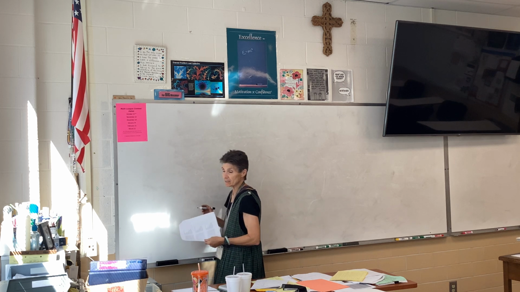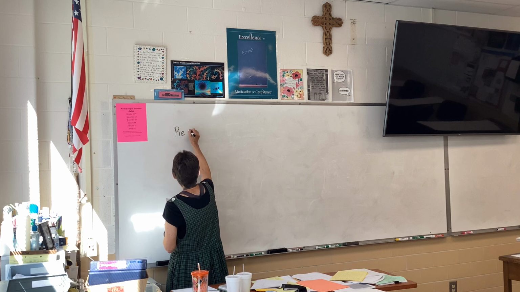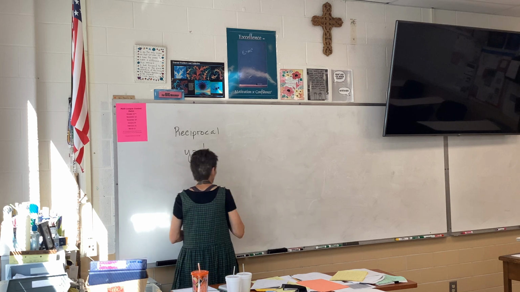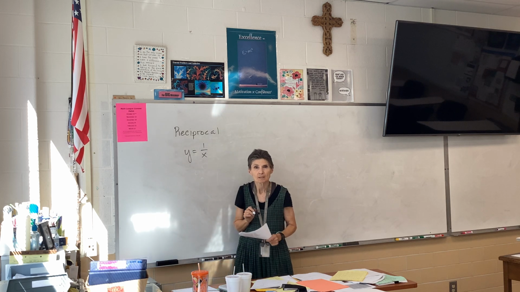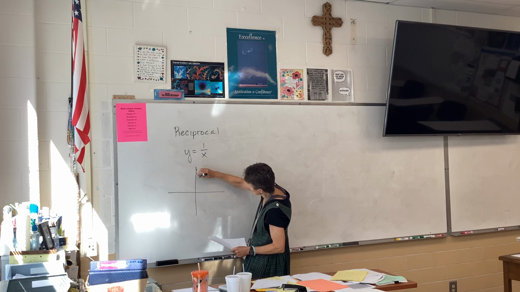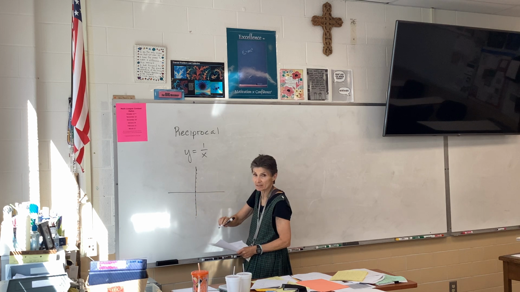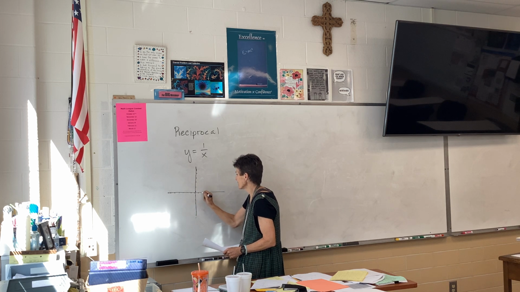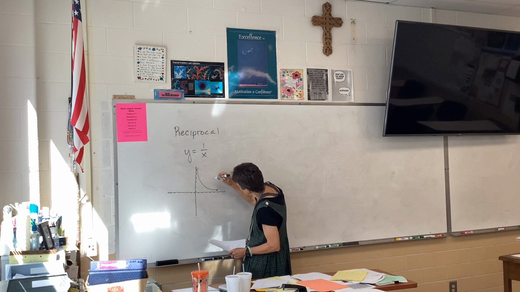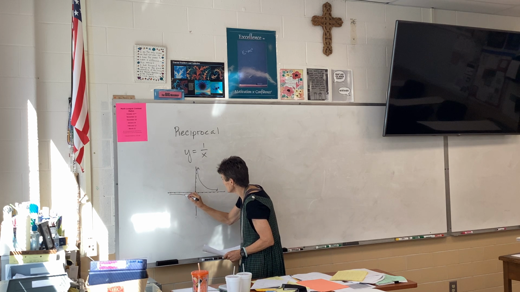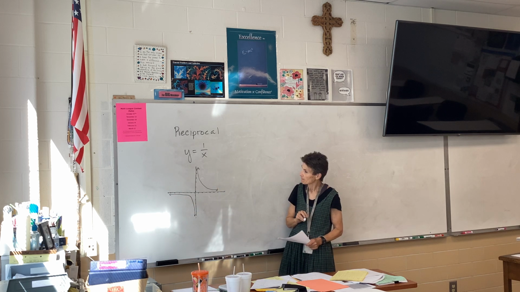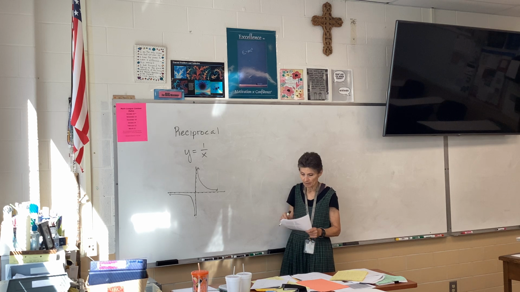Okay? So the next function we're going to talk about is the reciprocal function. And its equation is y equals 1 over x. Its shape: an asymptote on the y-axis, an asymptote on the x-axis, and a hyperbola, a curve that looks like this, in quadrants 1 and 3. That is your reciprocal function.